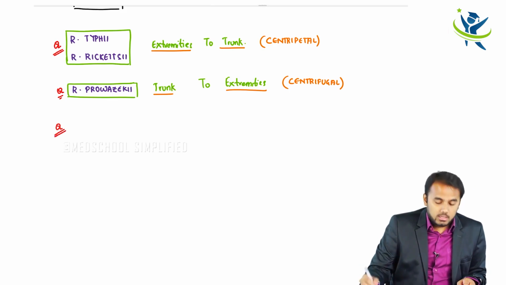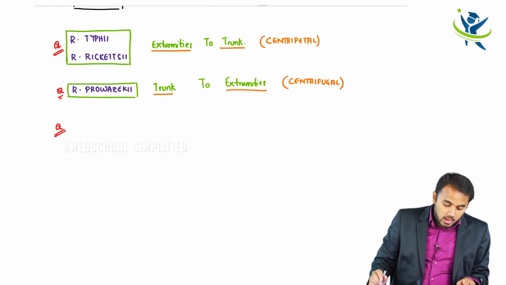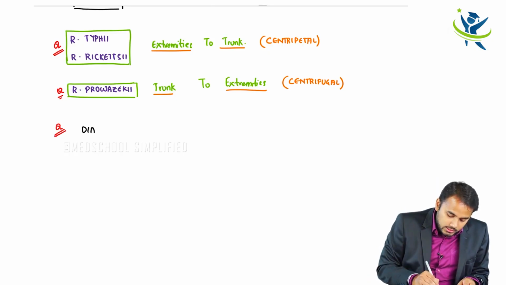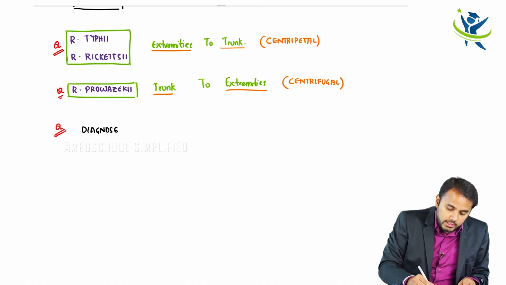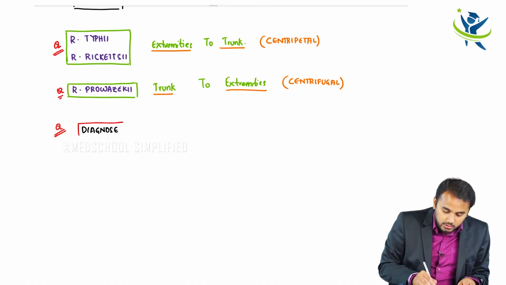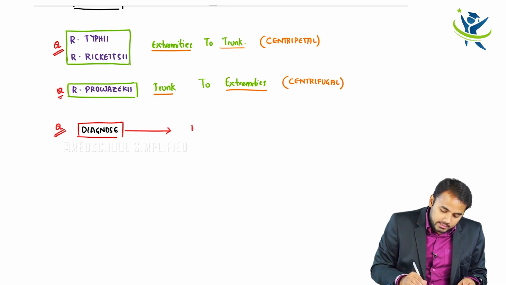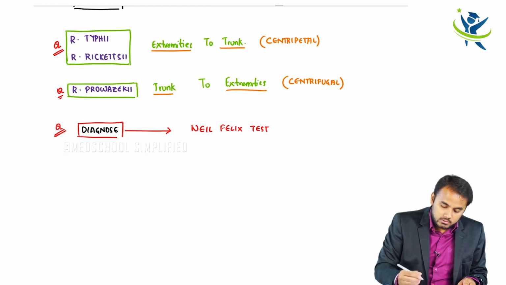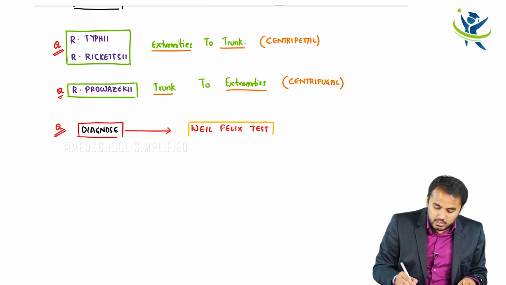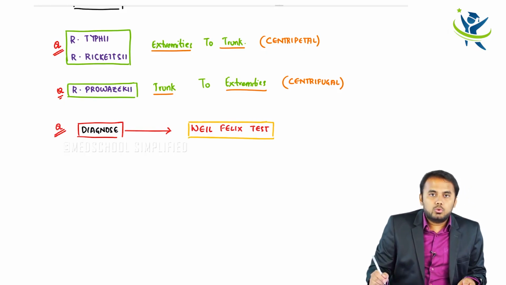How are you going to test this? What is the lab diagnosis? How are you going to diagnose it? You are doing a specific test to diagnose this, and that is called the Weil-Felix test. This particular test is called the Weil-Felix test. You do it for all rickettsial infections, right?